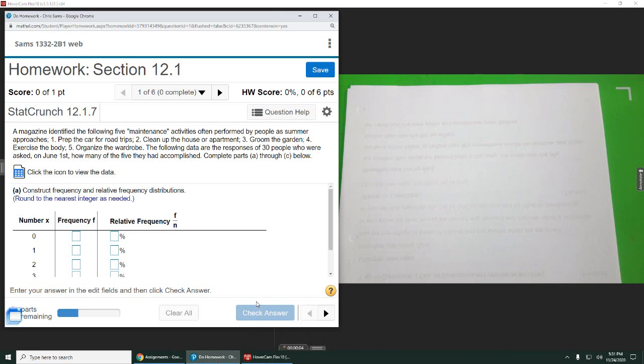All right, this is going to be section 12.1. We're going over probability, frequency distribution, some of that.